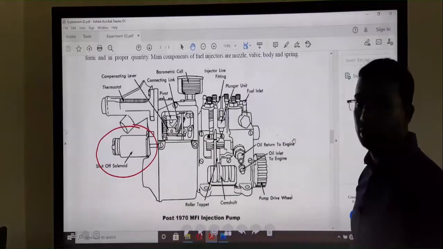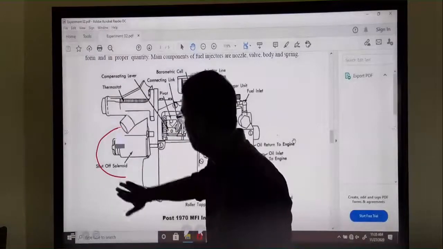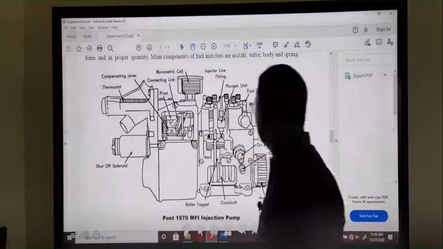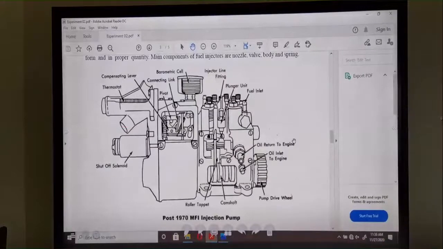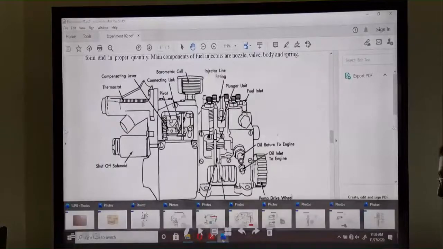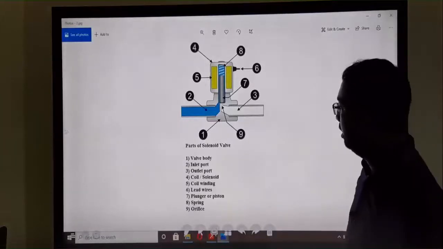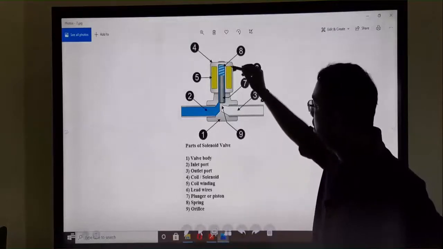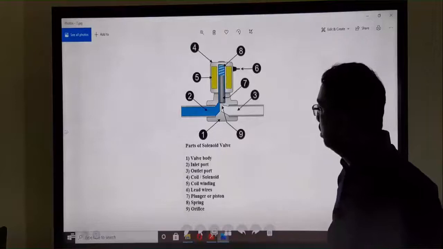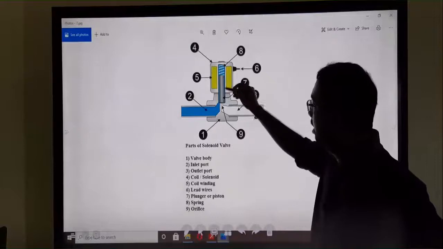So to stop that fuel wastage, we normally use this shut-off solenoid. What is a shut-off solenoid? Let's see a photo. Here this is an electrical lever. You can see the yellow color is the coil winding. This is the inlet port and the outlet port. There is a plunger or piston here.